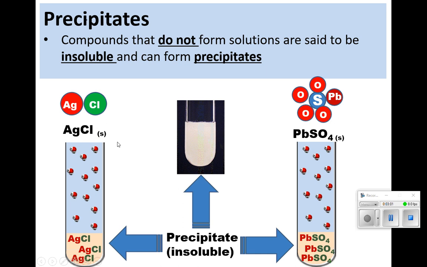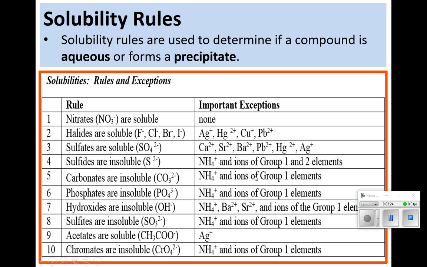Now, if you're insoluble, what happens is if you try to place these compounds in water, they just fall to the bottom. We say that they precipitate to the bottom. So for example, silver chloride added to water will eventually settle to the bottom. The same thing is true with lead sulfate. Lead sulfate is not soluble. So it also settles to the bottom to form this precipitate. We're going to be using these solubility rules to determine if certain substances are going to be soluble or insoluble. So let's just quickly recap some of these.